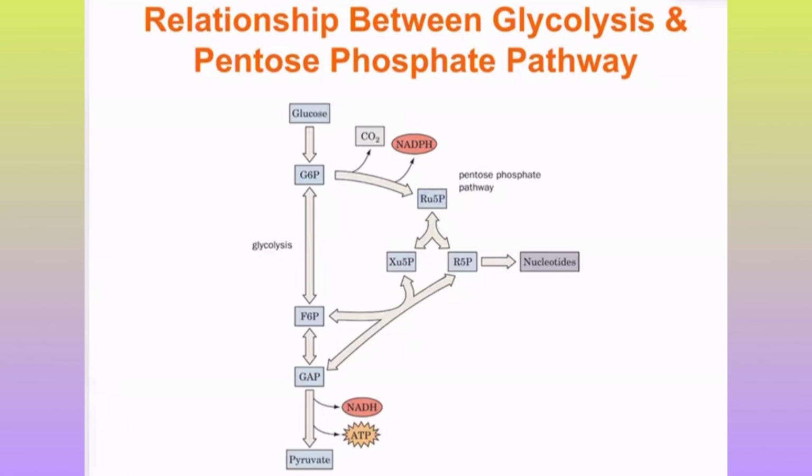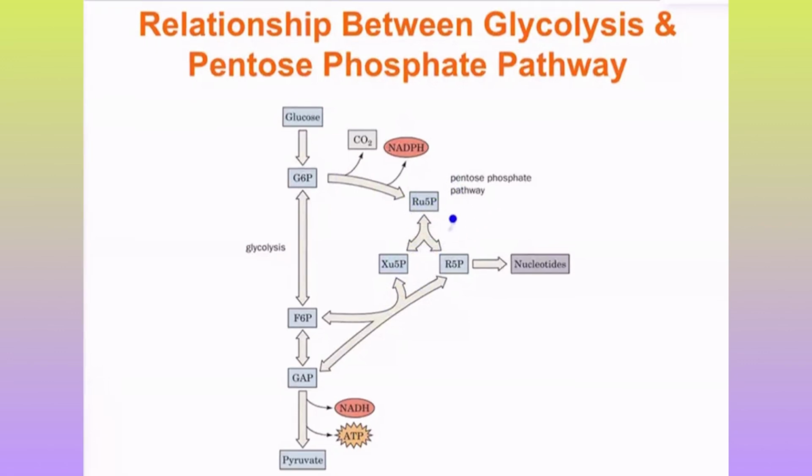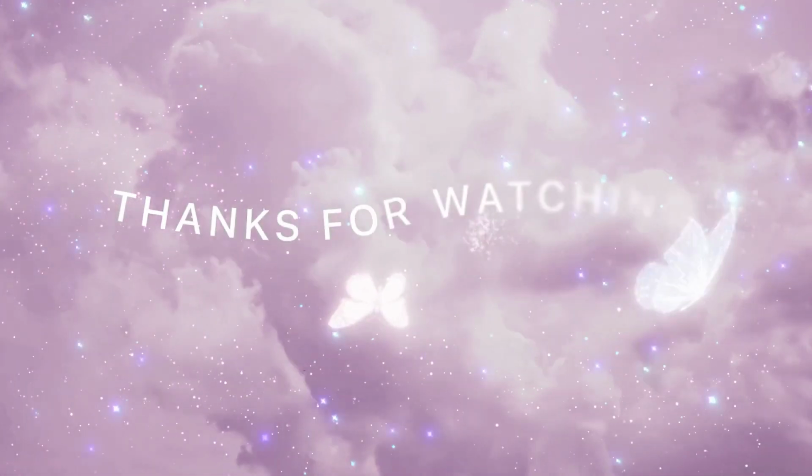If the cell needs both NADPH and ATP, then the cell will undergo oxidative and non-oxidative phases, which will help form the needed NADPH and transform ribose 5-phosphate to glycolytic intermediates. Now, these intermediates can then be used to synthesize ATP.